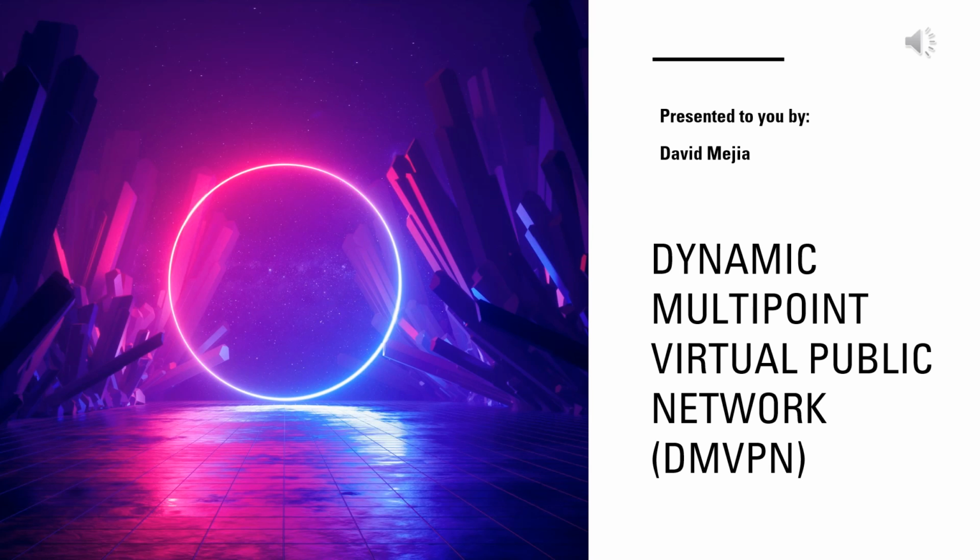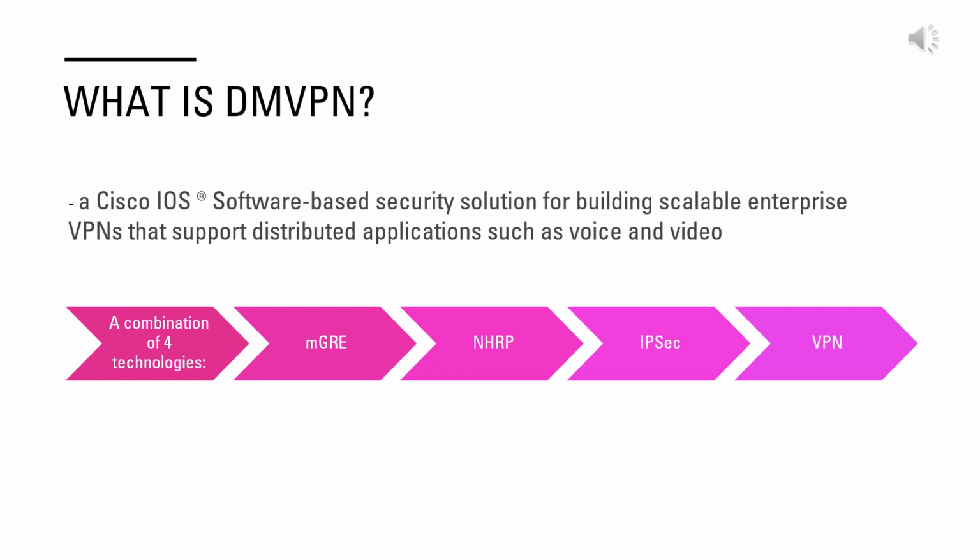I will be walking you through a brief overview of Dynamic Multipoint Virtual Private Network. We'll start off by visiting what a Dynamic Multipoint VPN is. It is a feature that allows users to better scale large and small IP security virtual private networks by combining generic routing encapsulation tunnels, IPsec encryption, and Next Hop Resolution Protocol.